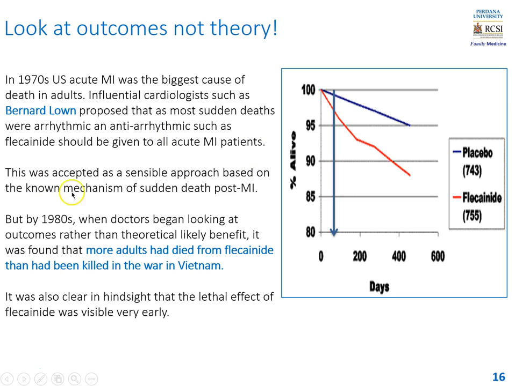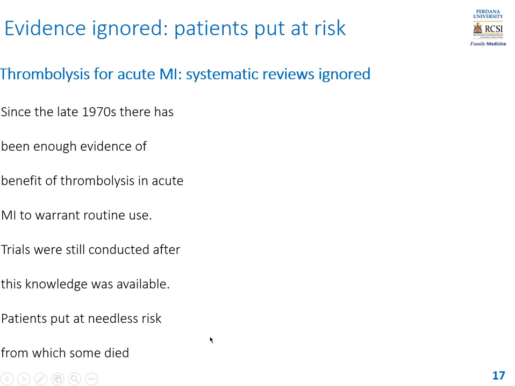This was done in the US, not in Europe, not in Australia, but they didn't look at outcomes until much, much later. It was well over a year, it was almost 2 years. If they had looked earlier, they could have seen that flecainide was killing patients. The death rate in the flecainide group was much greater than in the placebo group. And in fact, more adults had died from flecainide than had been killed in the Vietnam War. Here's another example where using thrombolysis.